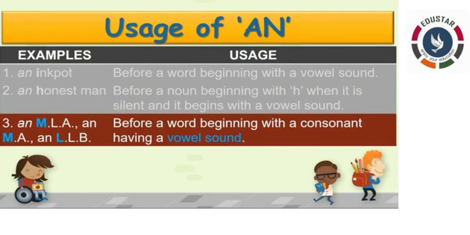An is placed before abbreviations like MLA, MA and LLB. The first letters of these words are M, M and L. They are not vowels, but they begin with a vowel sound, A. Therefore, we use an before them. Even though the word begins with a consonant letter, it has a vowel sound. So, you are going to use an before this. Can you understand the usage of an?